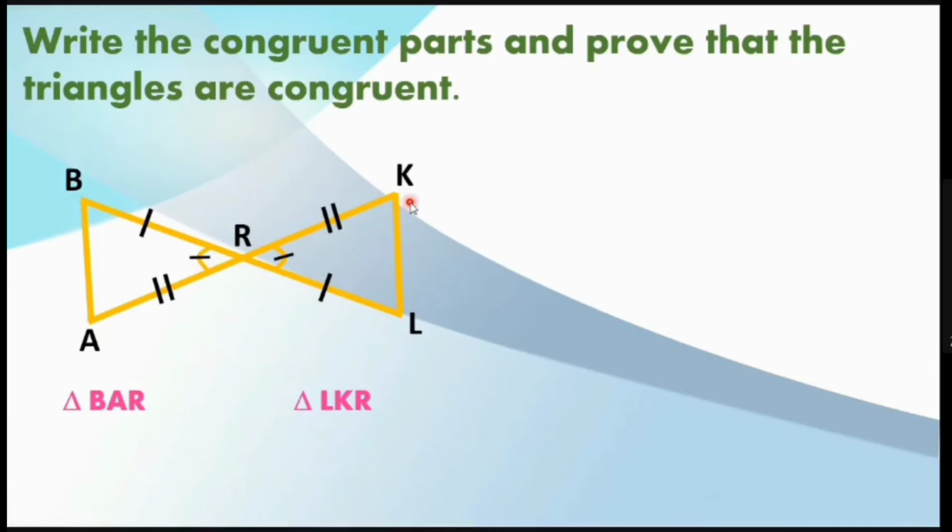Okay, so let us now identify the pairs of corresponding parts by side, angle, side, or SAS congruence postulate. First pair of sides are side BR and side LR. Side BR corresponds to side LR, or we can say that side BR is congruent to side LR. Okay, so let's now have the second statement on included angles.